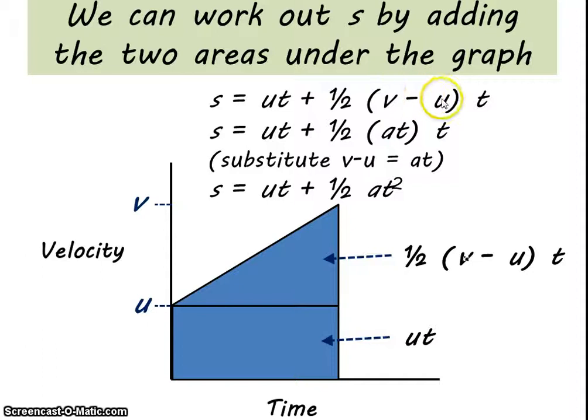But v minus u is the change in speed. The change in speed is the same as acceleration times by time, and so we can substitute at in for v minus u. Expanding that bracket will then give you s equals ut plus half at squared, and that's where that next equation comes from. There is another way that you can derive it, and we'll look at that later, but this is the easiest way.